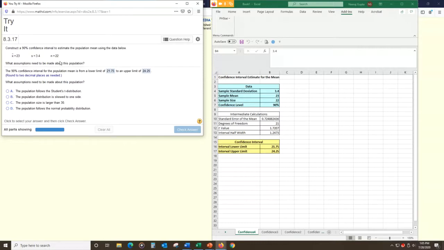Now see here, the size of the sample is less than 30. It is 22. So what assumptions do we need? We need that the population should follow a normal probability distribution. Understood? Clear? Yes. Okay. So this is one of the examples I did, where we had the sample statistics known.